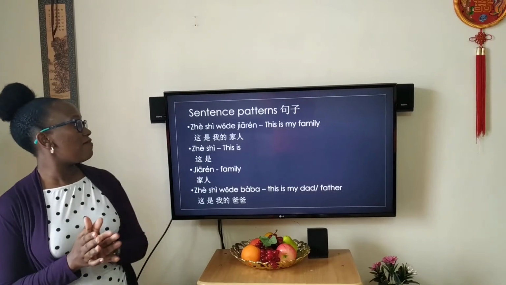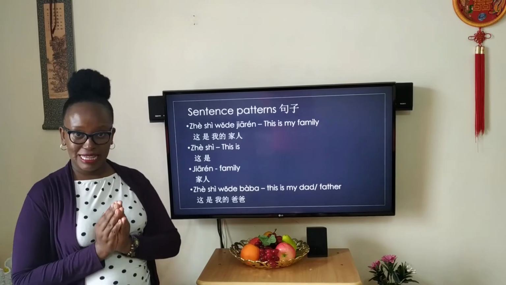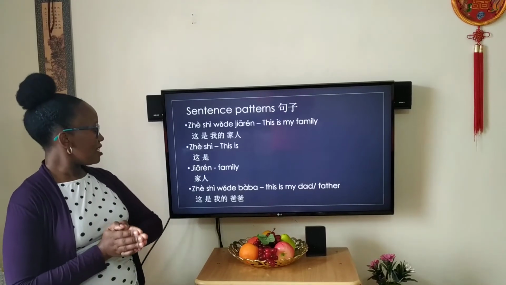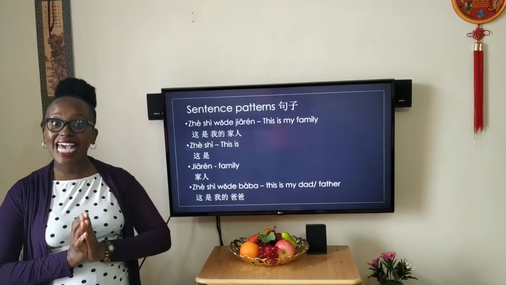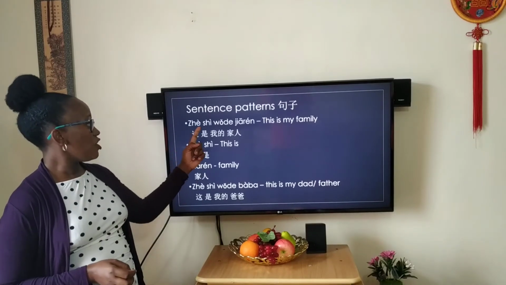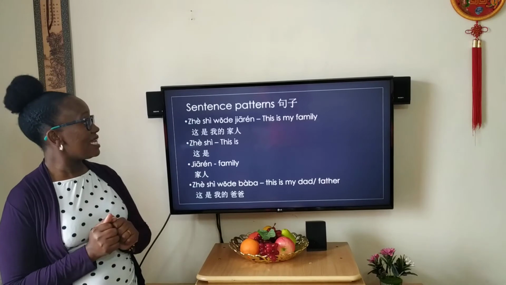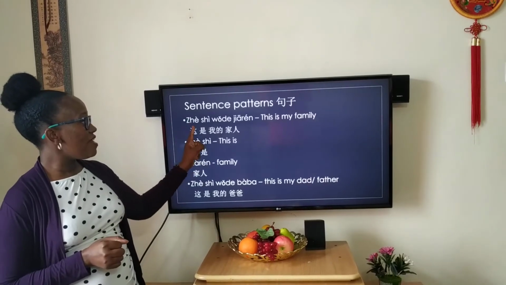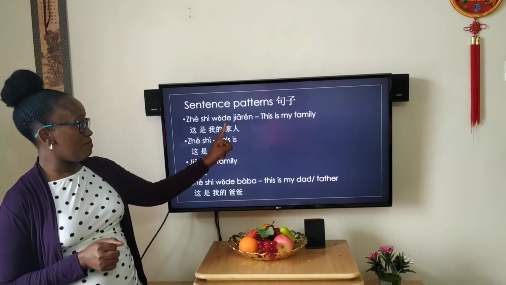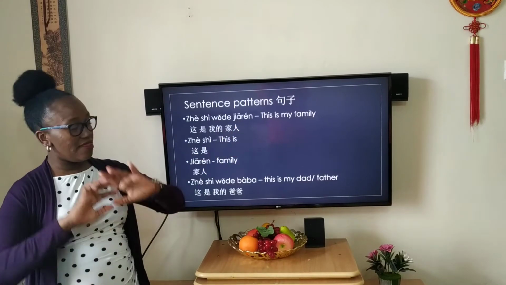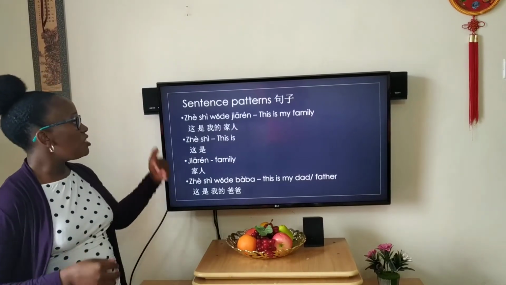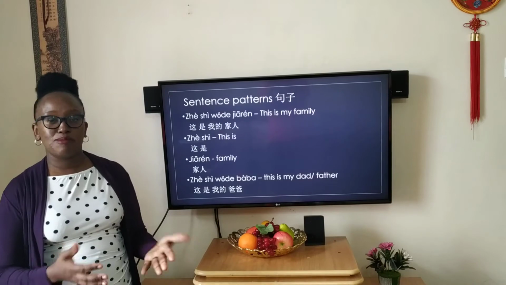Now let's look at a few sentence patterns to help us in this topic. Our first sentence pattern is 这是我的家人. 这 means this, 是 means is. So 这是, this is, 我的 is my, and 家人 are the people in the family. So 这是我的家人, this is my family.